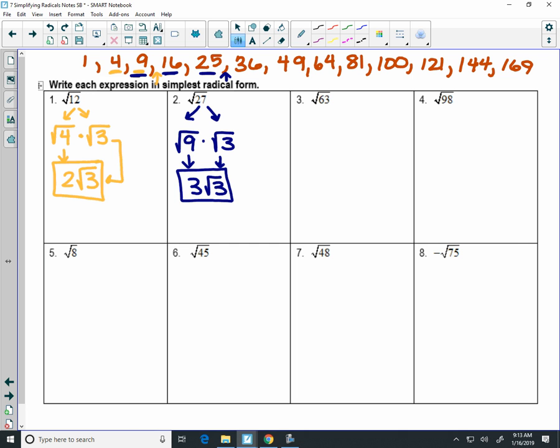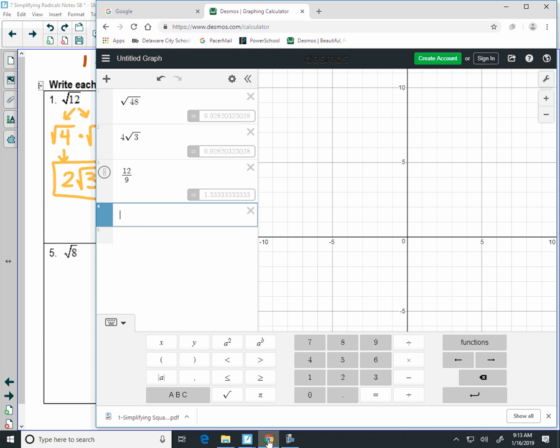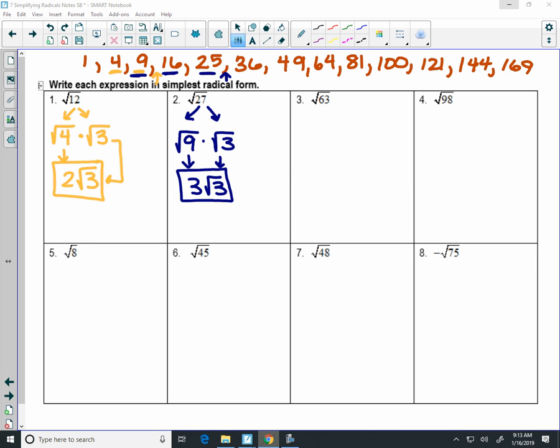I'm going to double check that one. So square root of 27, and see if that's the same as 3 square root of 3. Any division that you need to do on the calculator is absolutely fine. All right, next example, 63.